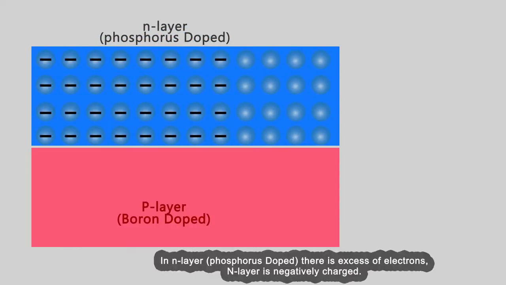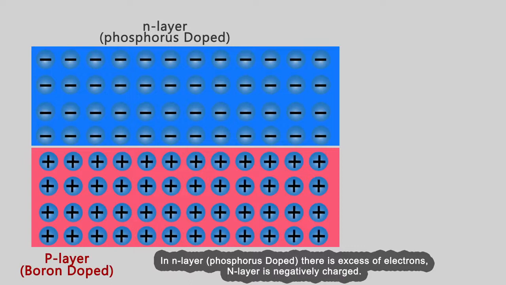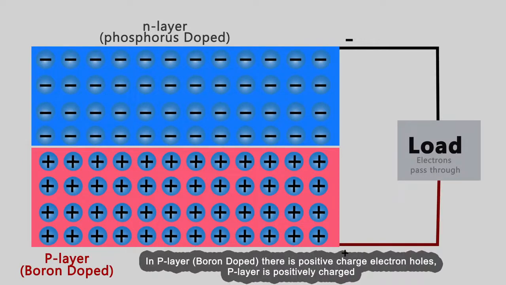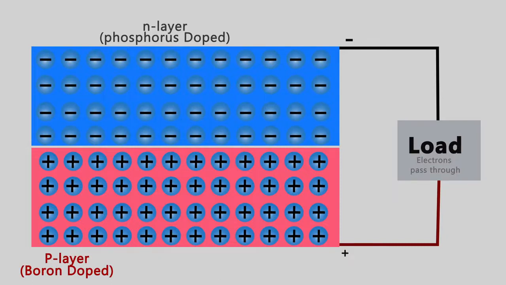In the N layer, phosphorus doped, there are excess electrons. The N layer is negatively charged. In the P layer, boron doped, there are positively charged electron holes. The P layer is positively charged.